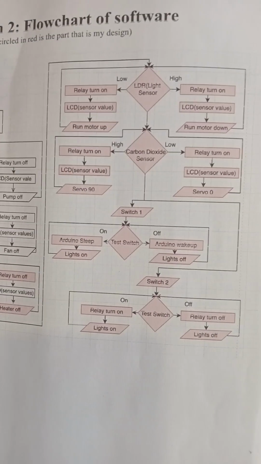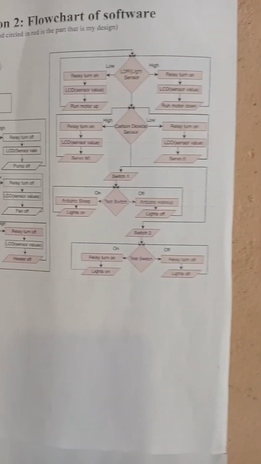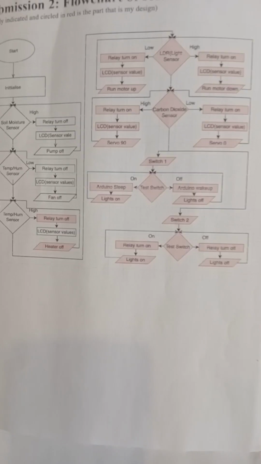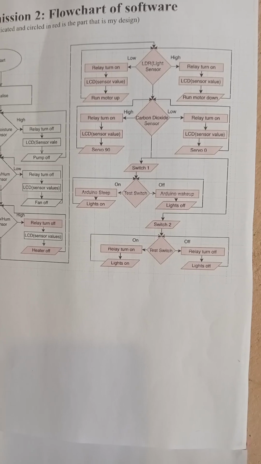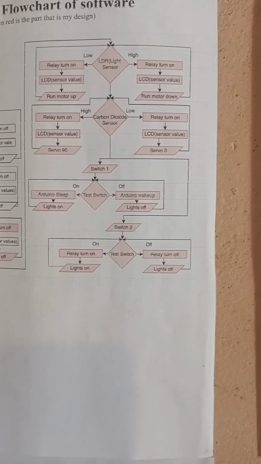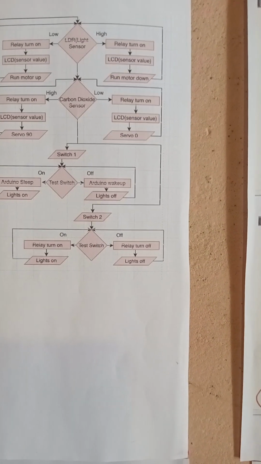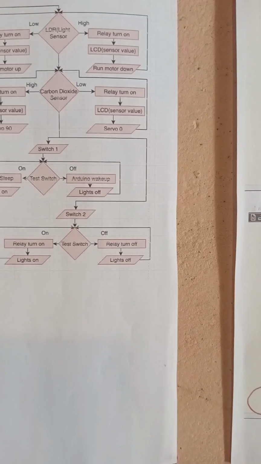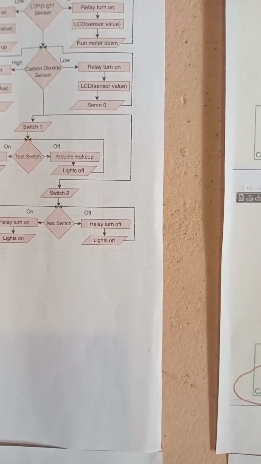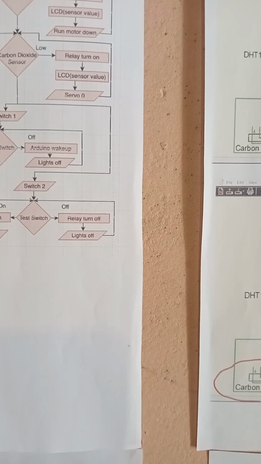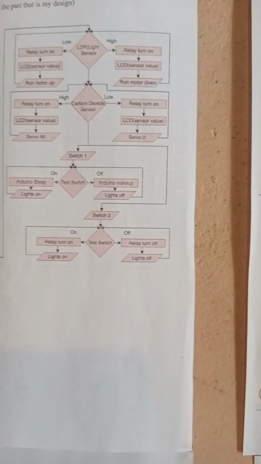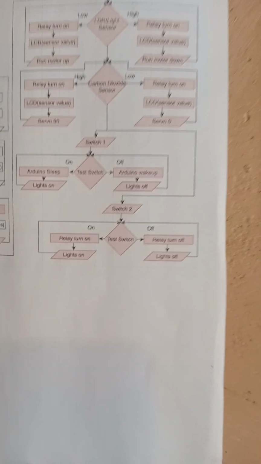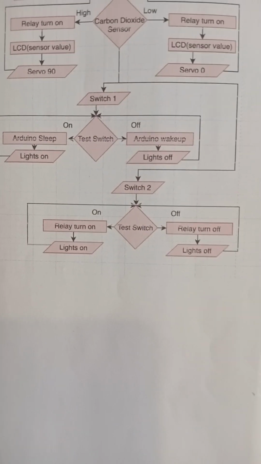This side, I have my LDR. The work of the LDR is to sense the light, or the amount of light, inside the room. And then here I have my CO2 sensor, which is to test the CO2 inside the room. After it, I have my first switch. The first switch is to save energy, just to put the Arduino to sleep or to wake the Arduino up. The second switch here is to control the room light. Is it on or off?